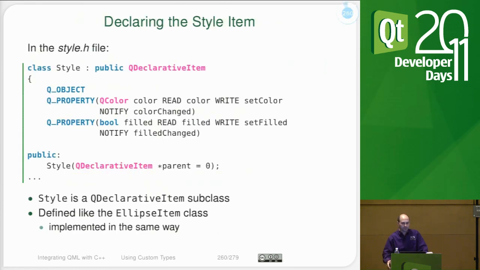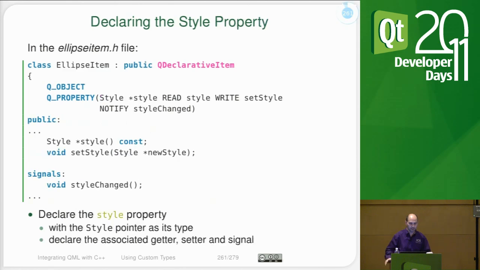But what you can do is we declare another QDeclarativeItem. And this time we're going to leave the default to not draw itself because this is just data. And we're going to implement two properties, color and filled. And we implement that just like the ellipse. So we're making a style class and an ellipse class. And then we're going to have a style and a setStyle.